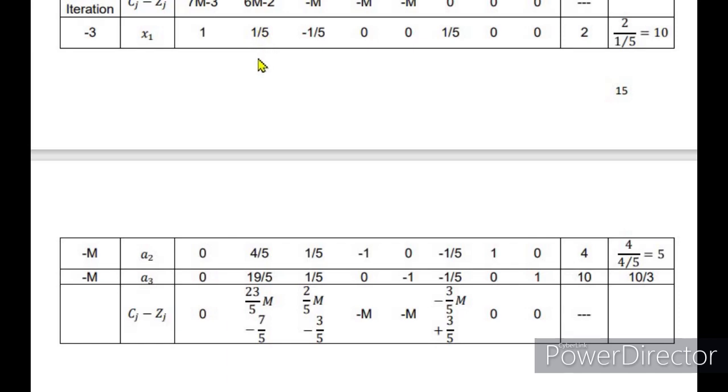Okay. Then we will add it to negative 4/5 m and negative 19/5 m. Then the sum will be subtracted from the numerical coefficient here, which is negative 2. So the resulting value is 23 over 5m, okay, minus 7/5. Okay.